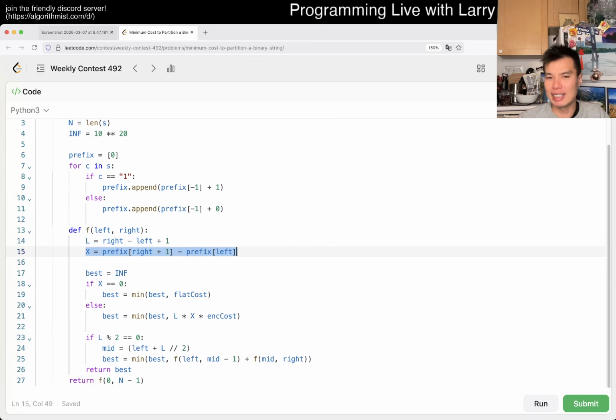X is just the sum, the number of ones in the thing. You could say it's a prefix sum because you just sum up the zeros and ones, so I call it prefix sum. But X is the number of ones. We'll leave this for a little bit. If X is equal to 0, you do the fixed cost. Else you do the cost that they tell you. You already got all these things, so you just do them.